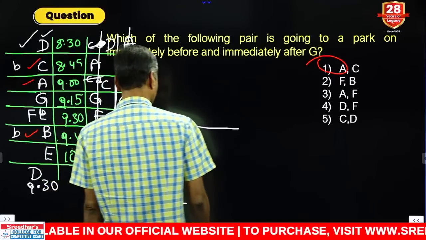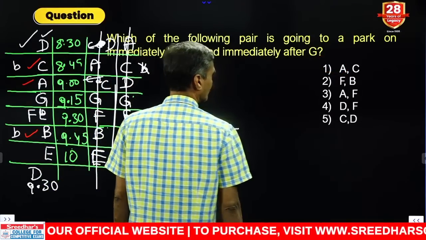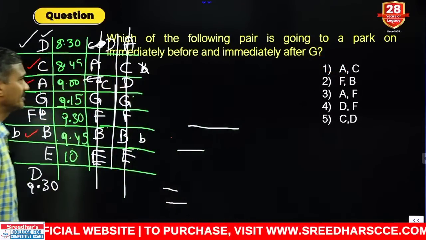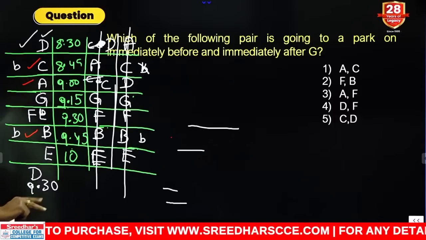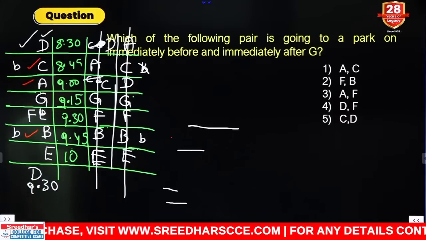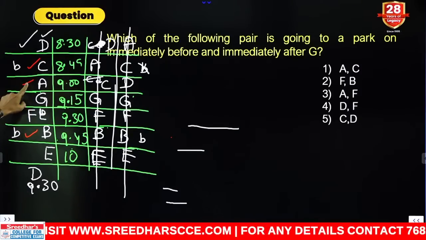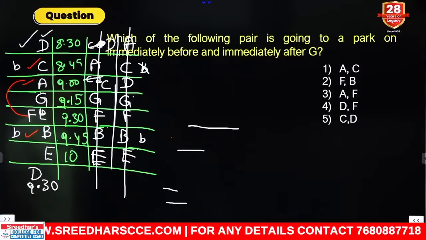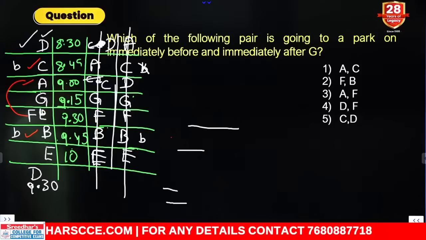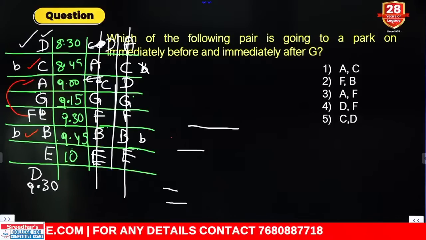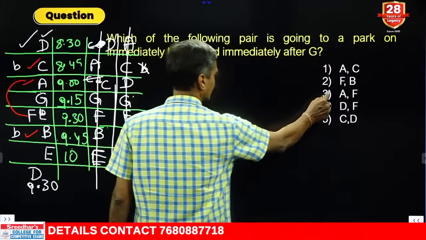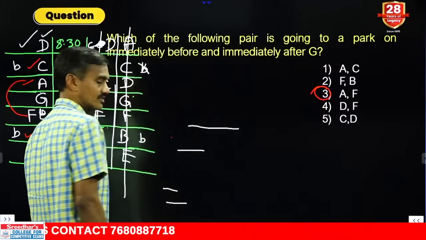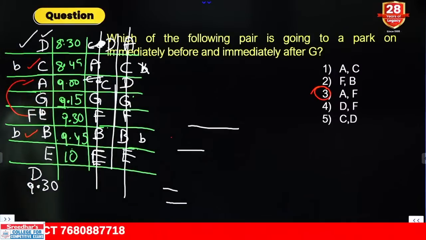Then coming to question number 4. Which of the following pairs is going to the park immediately before and immediately after G? Immediately before and immediately after G, who are those 2 persons? A and F. Now A and F are the 2 persons who are going immediately before and immediately after. Clear? Hence, what is your answer here? Choice 3, that is question number 4. Question number 4, it is choice 3.